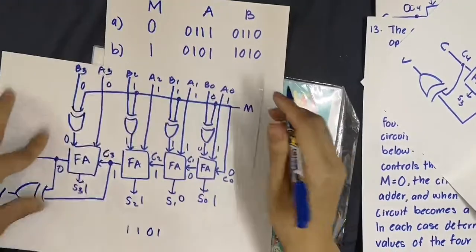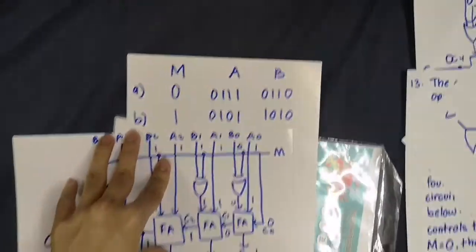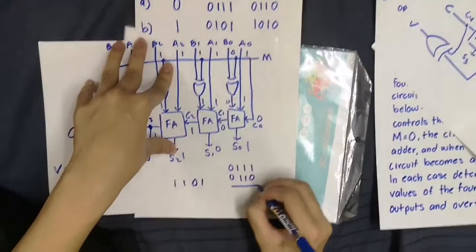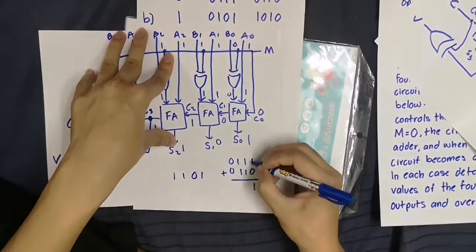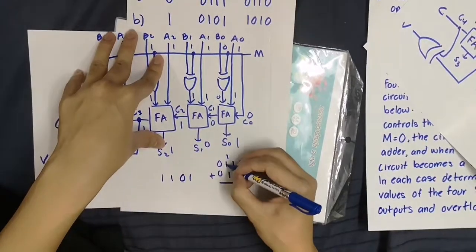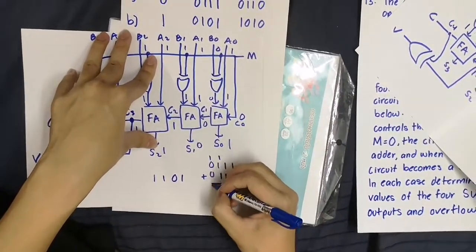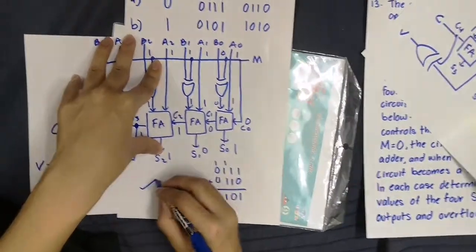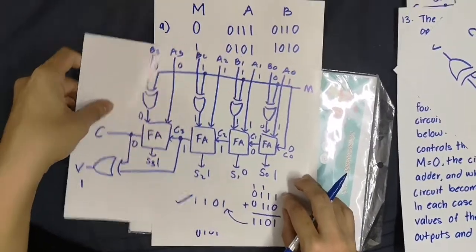Let's check it. The input of A is 0 1 1 1 and the input of B is 0 1 1 0, so add them. 1 plus 0 is 1, 1 plus 1 is 0 with the carry of 1, 1 plus 1 plus 1 is 1 with the carry of 1, 1 plus 0 is 1. So is it the same? Yes, so the answer is correct. So this circuit is really an adder circuit.